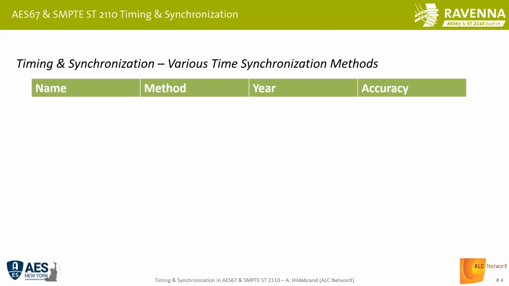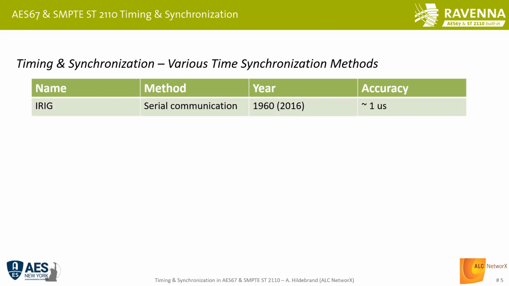All right, so let's have a quick look at what various time synchronization methods have been made available over the years. First of all, there's quite an old scheme. It's called IRIG, which is the abbreviation for Inter-Range Instrumentation Group. That is basically a serial or pulse-based transmission of time, and it has its roots in military applications. It dates back to 1960, but it's still maintained. As far as I know, the last standard update has been published in 2016. The accuracy you can gain out of this is about 1 microsecond.